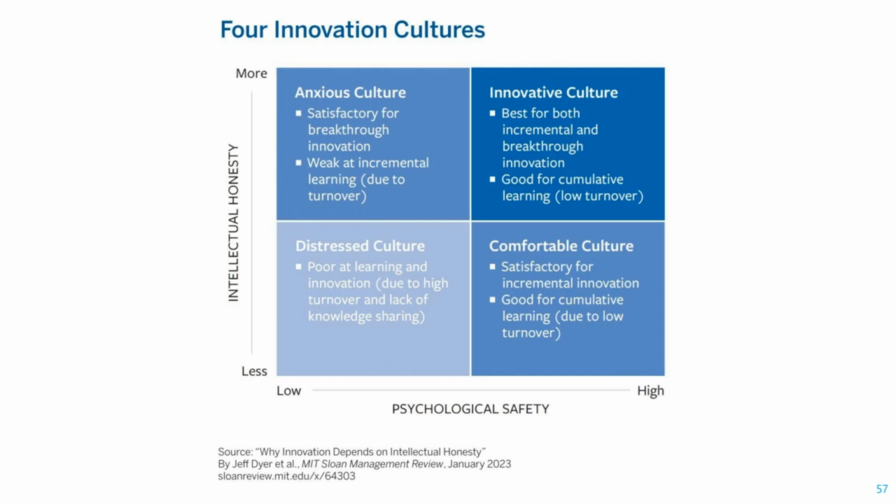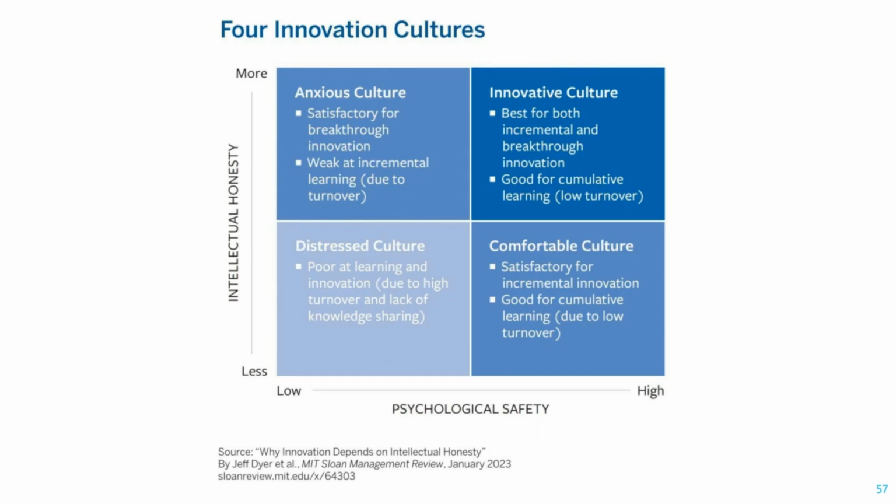So we are going to be also understanding that there are different cultures in different organizations, in different places and workplaces and academic institutions. So we are going to be generally seeing that we have four main cultures that were actually studied by Jeff Dyer and his team of co-authors. So we have the anxious culture, we have the distressed culture, we have the comfortable culture, and we have the innovative culture.